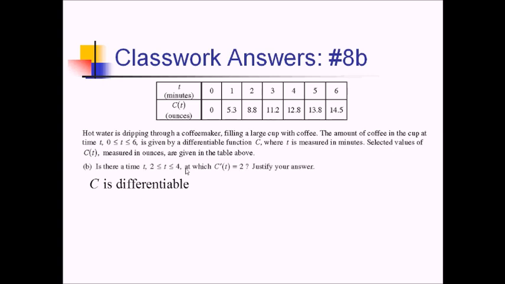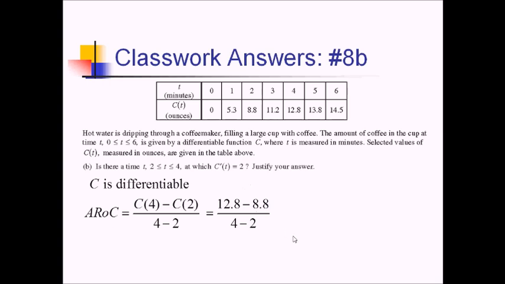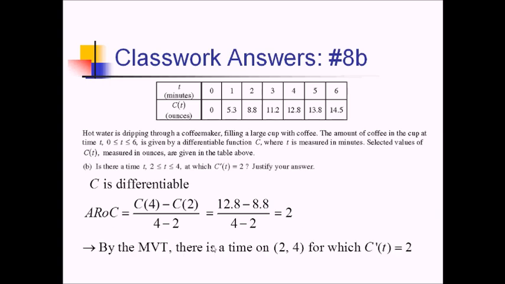So average rate of change, that's going to be C of 4 minus C of 2 over 4 minus 2. So that's going to be 12.8 minus 8.8 over 4 minus 2. You could certainly have worse numbers to work with here. This is really 4 over 2, which we will simplify to 2. So by the mean value theorem, there is going to be a time on the open interval from 2 to 4 for which C prime of t takes on a value of 2.